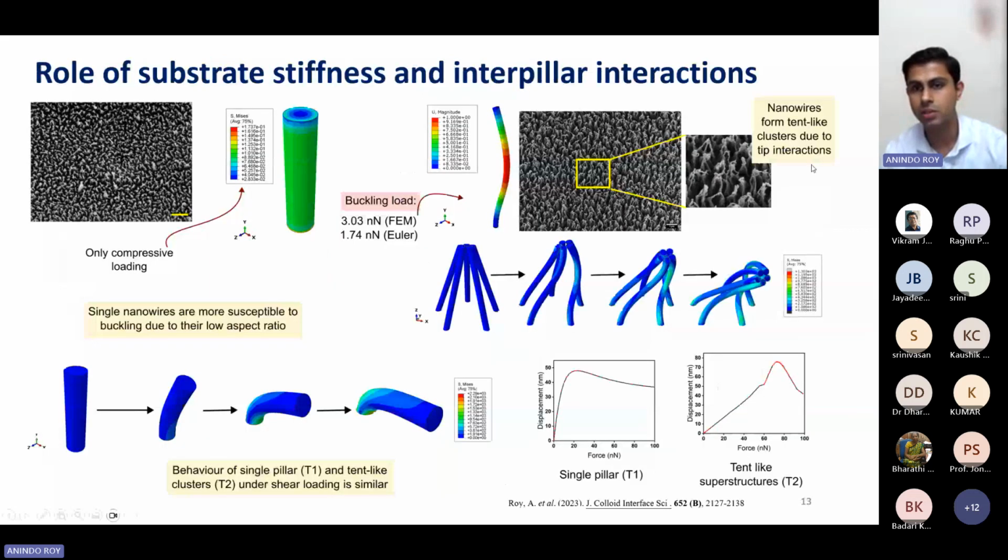Through more closer observation, we discovered that in case of the higher aspect ratio nanotopography, actually the pillars no longer remain as individual erect pillars, but they form tent-like superstructures due to interpillar tip interactions.